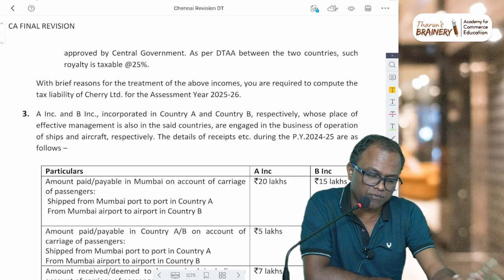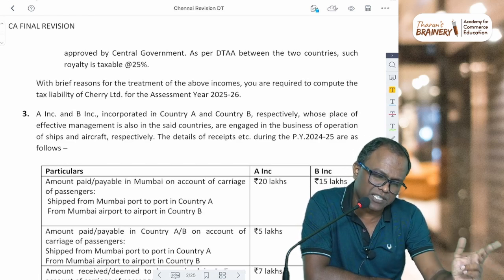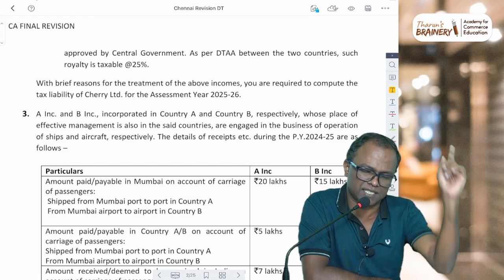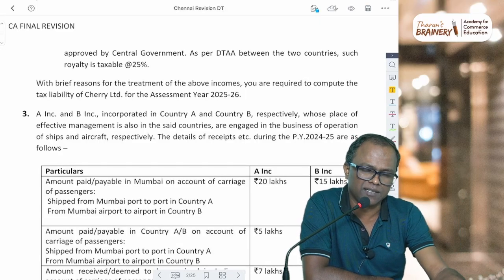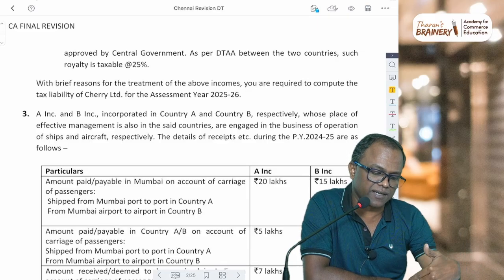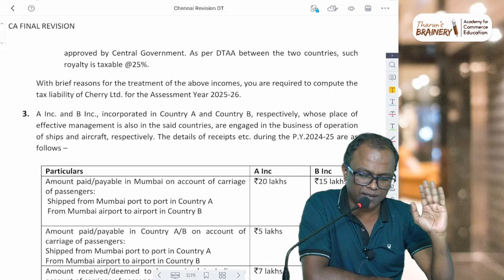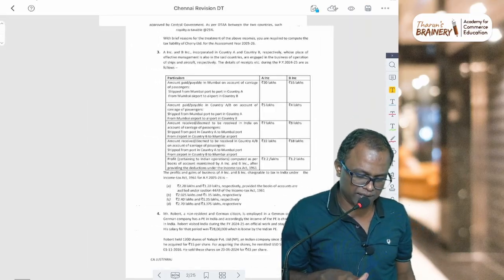So whenever there is a conflict between the double taxation avoidance agreement and domestic law, whichever provision is more beneficial to the assessee can be applied as per section 90(2) of the income tax law. So DTA will override the income tax law if it is beneficial for the assessee. But here it is not beneficial because the DTA rate is 25, the normal rate is 20. So 20 is better. So we should take 115A, rate 20, for that particular royalty income.